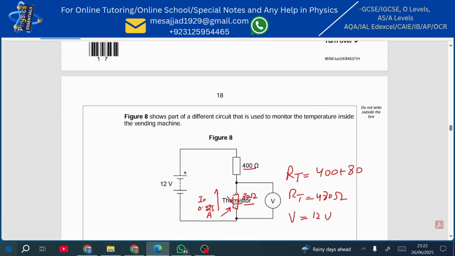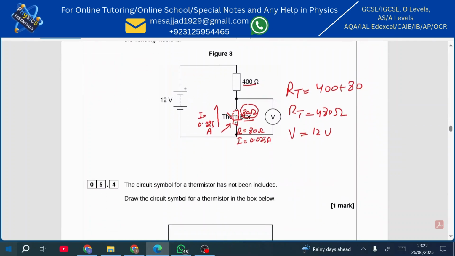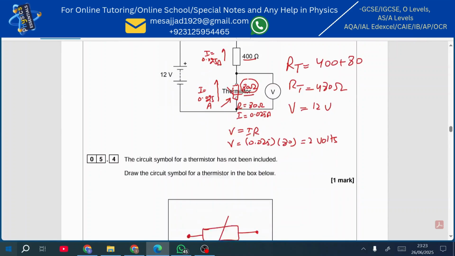Okay, so we know that the resistance for the thermistor is 80 ohms, and we know that the current for the thermistor is also 0.025 amperes. So the potential difference for the thermistor should be V equals IR. Okay, and I we already have 0.025 and 80, and the same current will be flowing through this fixed resistor as well, because in series current does not change. So when we do that, we are going to get 2 volts. So that is actually our answer.